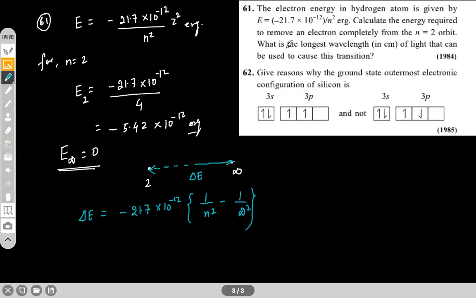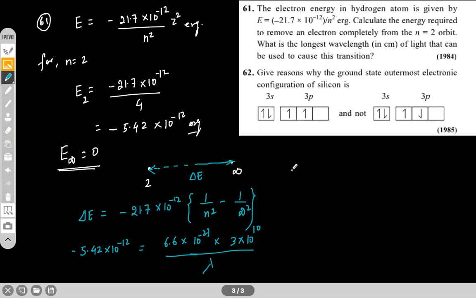So that is why it asks what is the longest wavelength of light that can be used to cause this transition, from here to here. You have to provide some energy in the form of light radiation. So what wavelength do we provide so that it gains this much energy and the electron becomes free from the nucleus? This delta E we have already calculated: 5.42 into 10 to the power minus 12 equals hc by lambda, that is 6.6 into 10 to the power minus 27, times 3 into 10 to the power 10, divided by lambda, the wavelength.